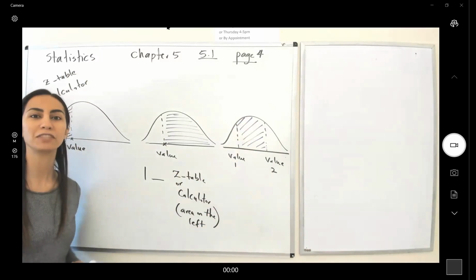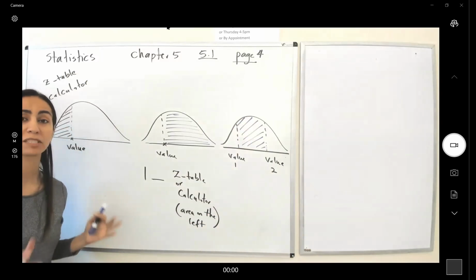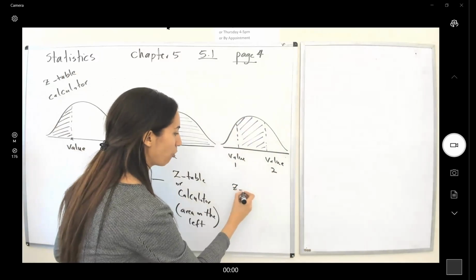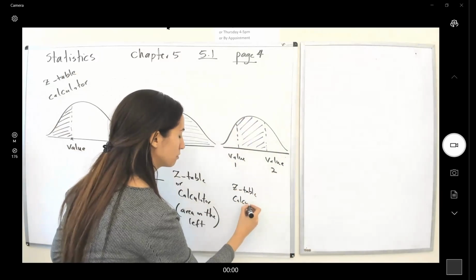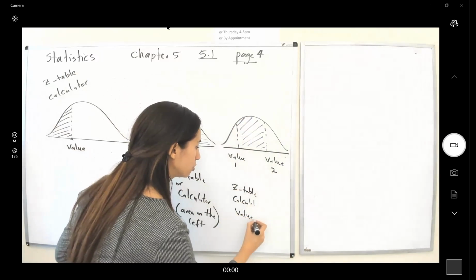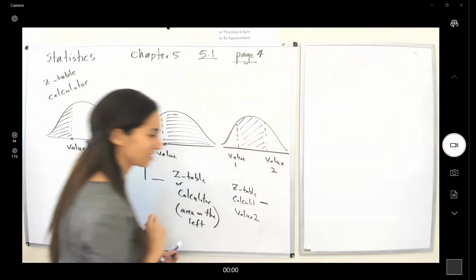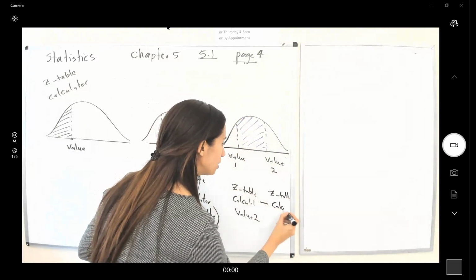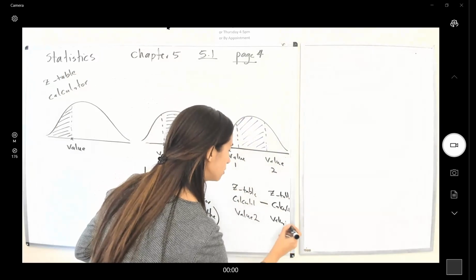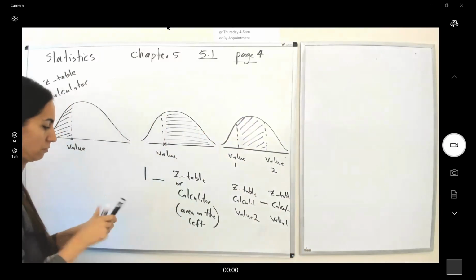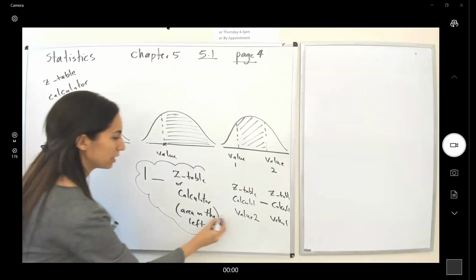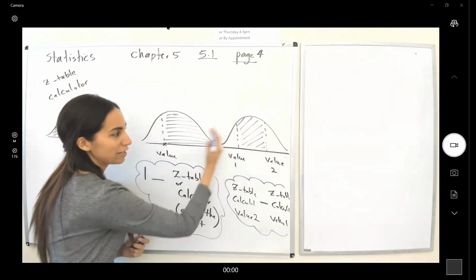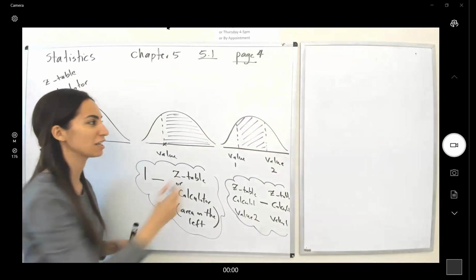How about the area in between two values? We have to find them separately, then do the subtraction. So use the calculator or z table for value 2, minus the z table or calculator for value 1. The first area minus the second area gives you the middle area.